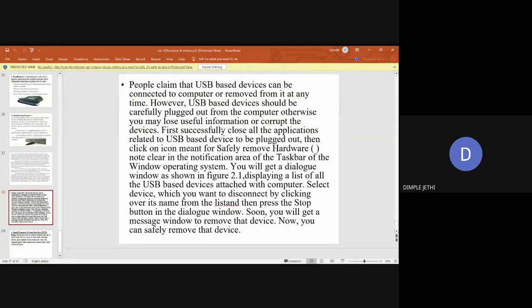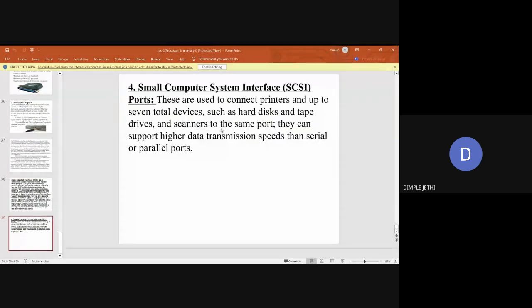There is one more port which we call SCSI. They connect printer, hard disk, drives and scanner all to the same port. But they have higher transmission speed than serial or parallel ports. Clear? So all these devices, hard disk, printers, scanners, everything can be connected to this. So this was your third unit. Now I'm going to start with the fourth unit.